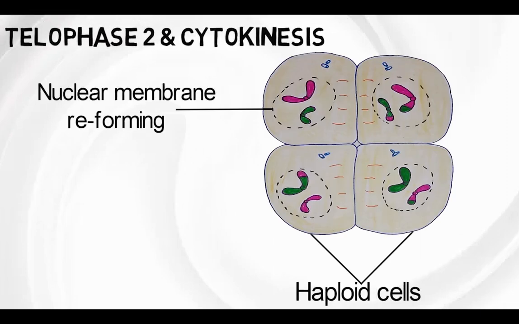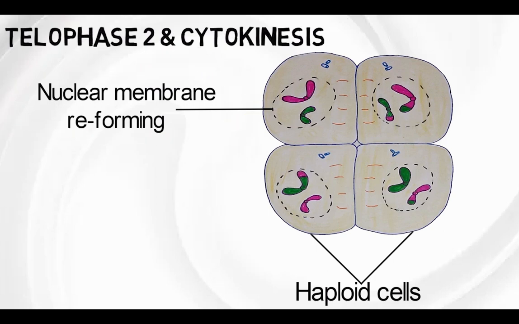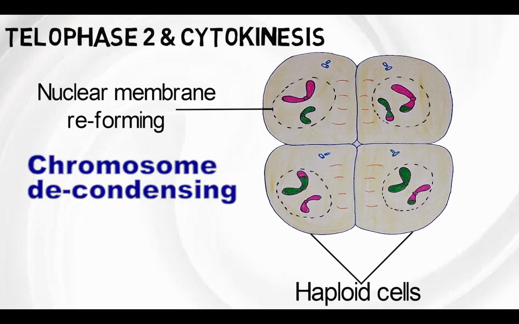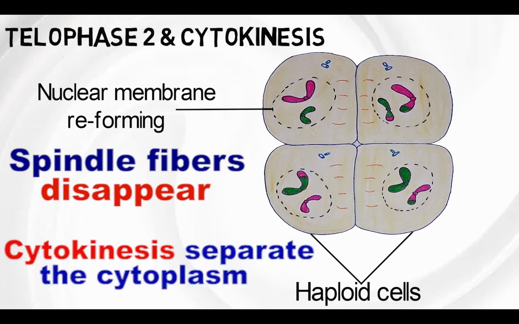Look, the chromosomes reach the opposite poles and the nuclear membrane reforms. Yes, not only that, the nucleolus appears and chromosomes begin decondensing. And also, spindle fibers disappear and cytokinesis separates the cytoplasm.